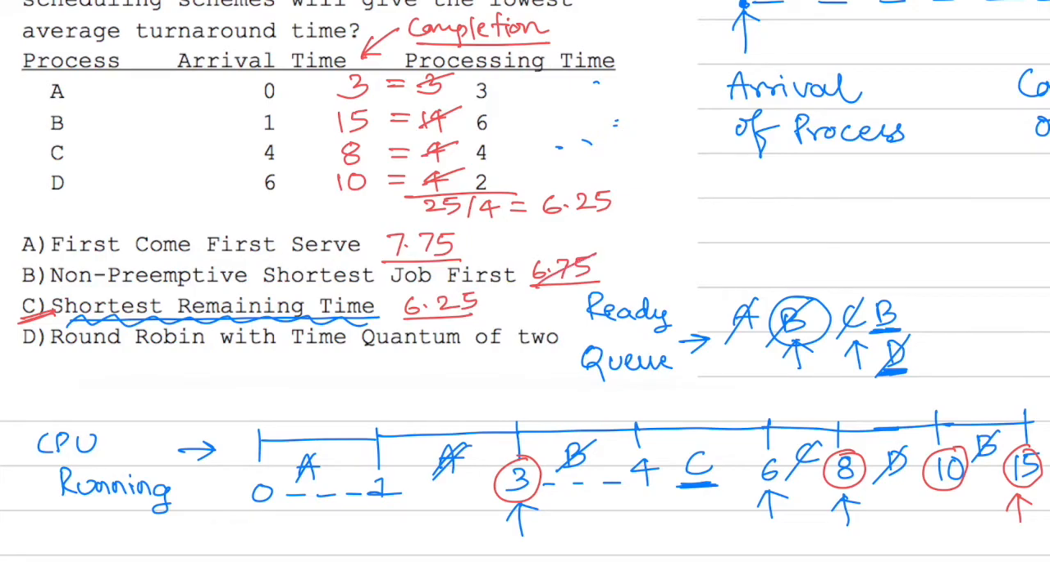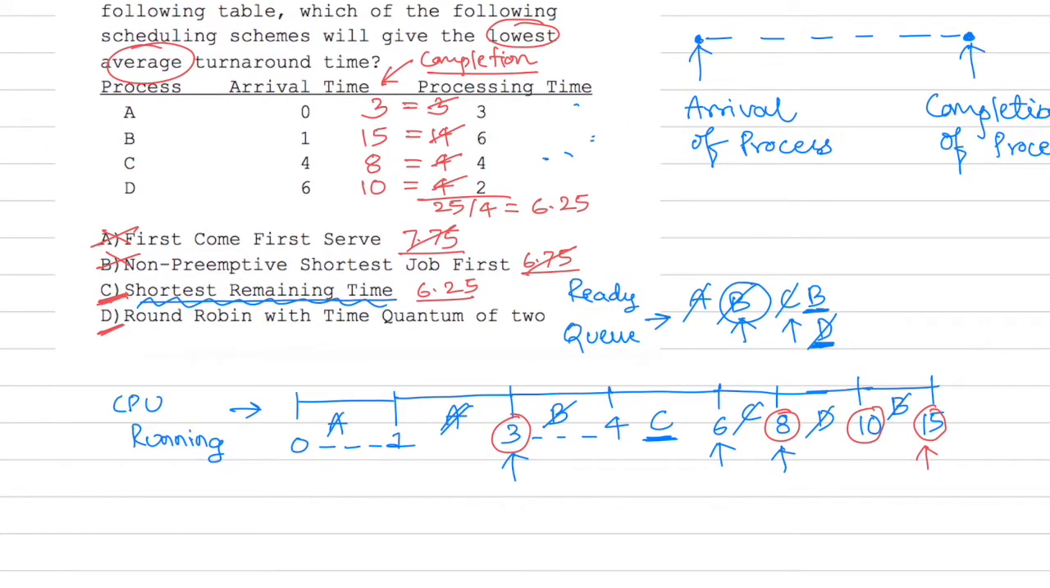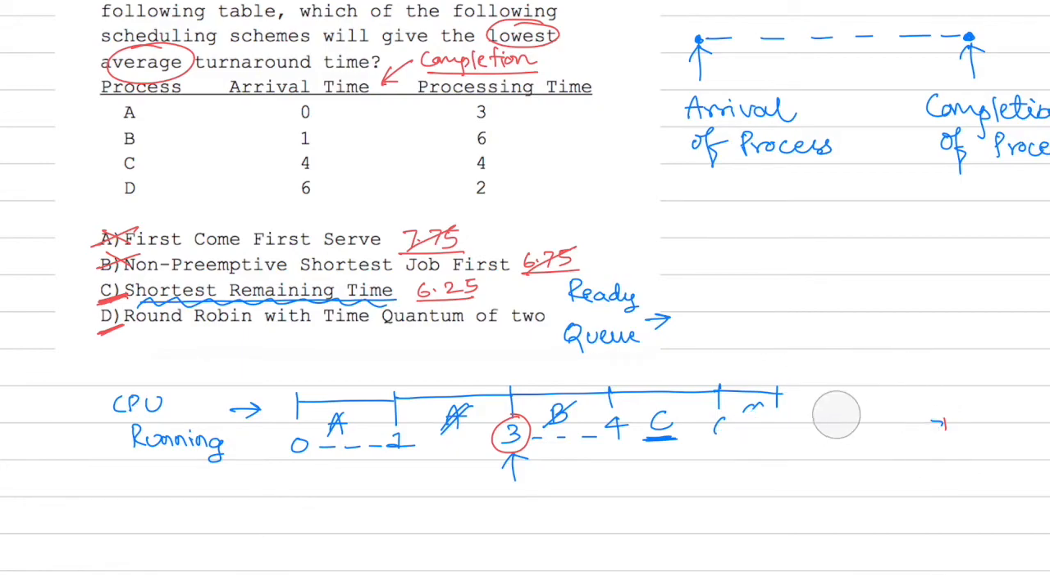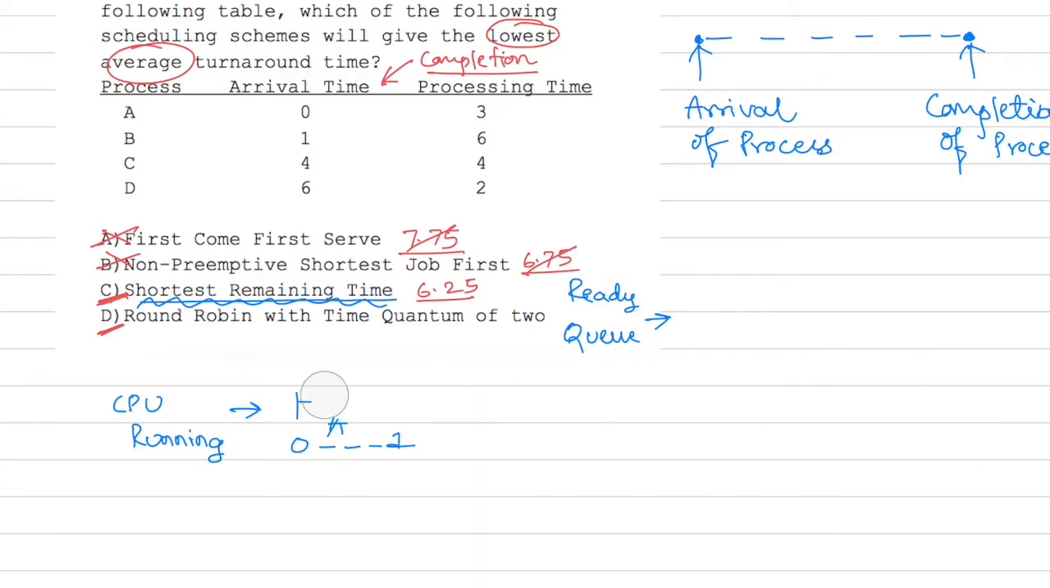So these two have actually gone out of the competition now. A and B cannot be the option. It's between C and D, because we have to find the lowest average turnaround time. So now we have the last algorithm remaining. Let's clean this. Okay, let's clean this ready queue and the CPU running.